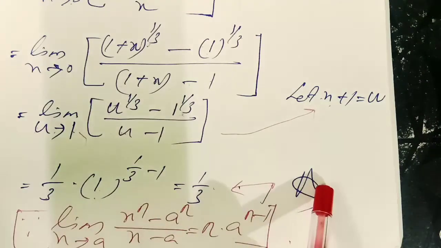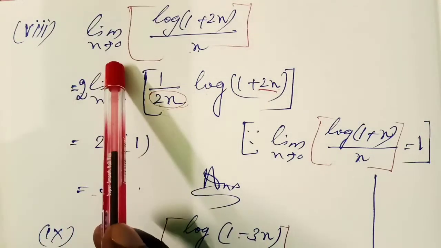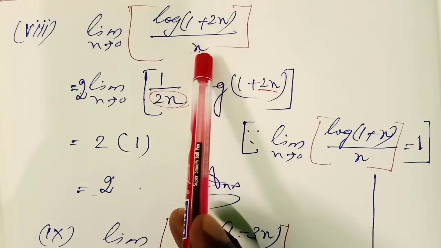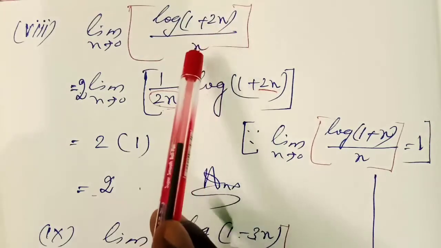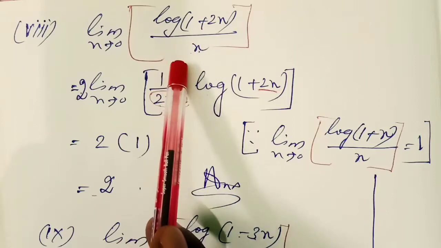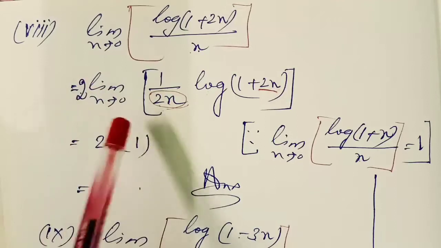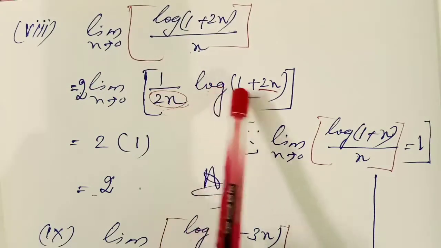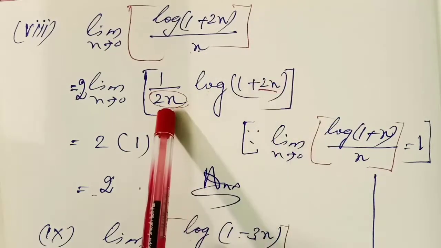Let us go to the next part. See the 8th part. Limit x tends to 0, the question is given like this: log 1 plus 2x by x. See here, log 1 plus 2x means I have to write 2x here, but 2 is not there. How to do? You have to multiply 2 here, and here I have to multiply 2. This 2 and this 2 will be adjusted here. The answer is 1 by 2x log 1 plus 2x. Whatever is there in the log 1 plus, that much should be the denominator.